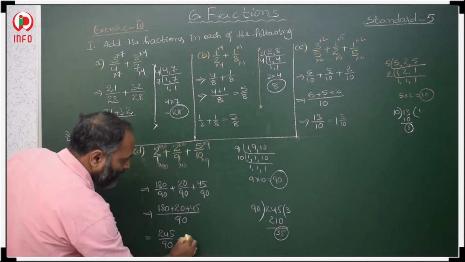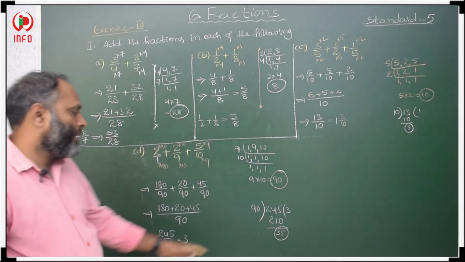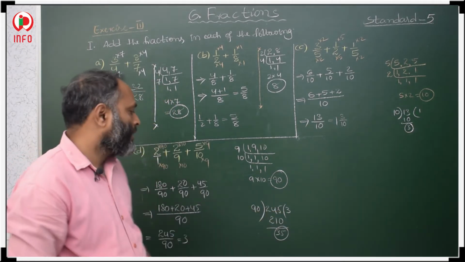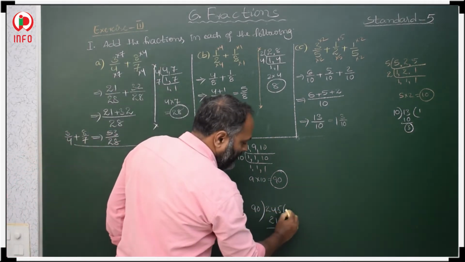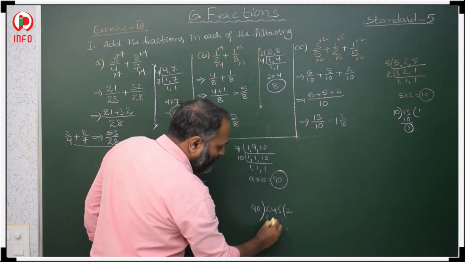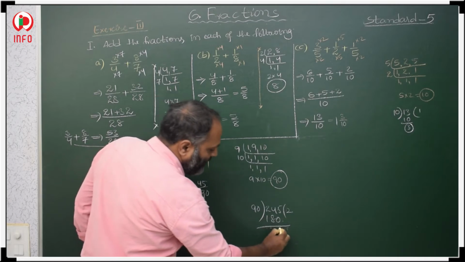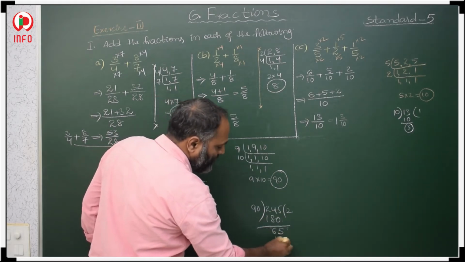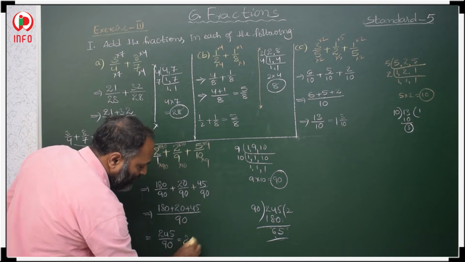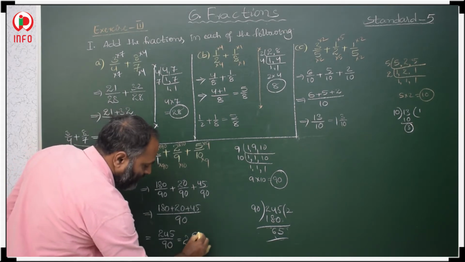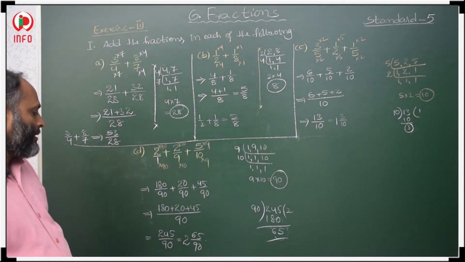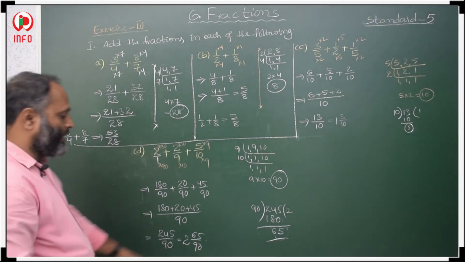Then 245 minus 180 leaves 65. So the mixed fraction is 2 and 65 by 90. This is our mixed fraction. Okay. So, when we multiply this all, then what is the answer?